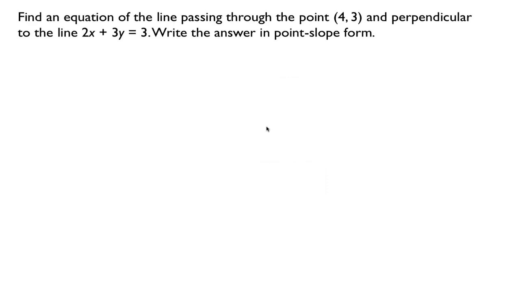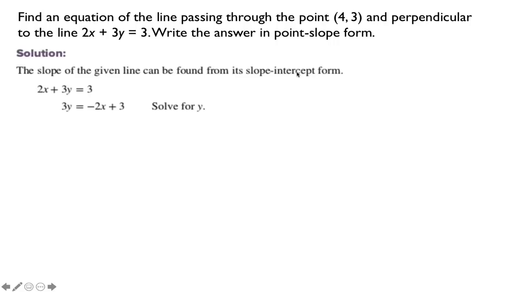Okay, find an equation of a line passing through this point and perpendicular to this line. So this is similar to the last problem, except now we have to make sure it's perpendicular. We're going to write the answer in point slope form.